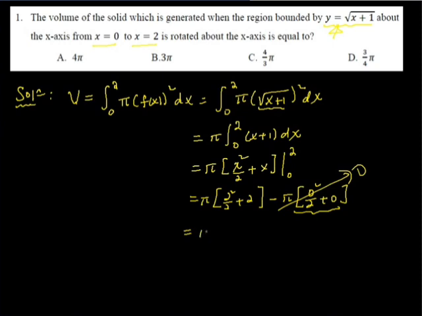So this is pi times 2 squared over 2, which means 2, plus 2. 2 plus 2 is 4. 4 times pi is 4 pi. Therefore, the volume of this solid generated by revolving y equals radical x plus 1 in the given interval is 4 pi. Therefore, our answer for this problem is A.